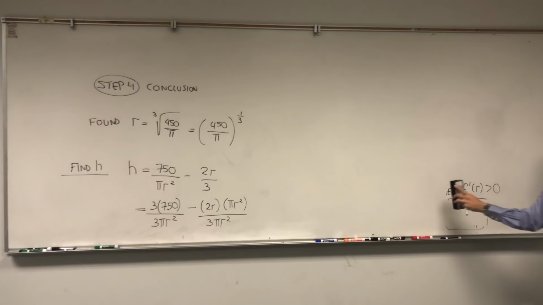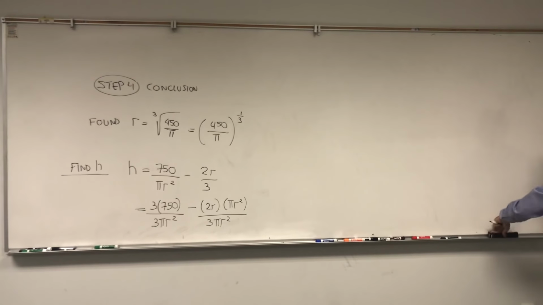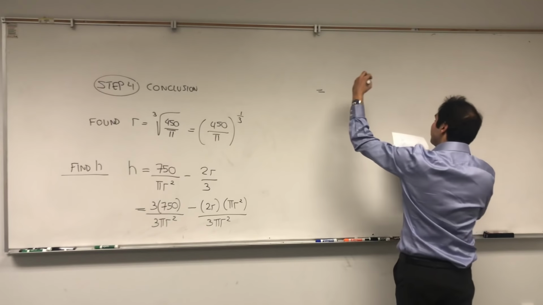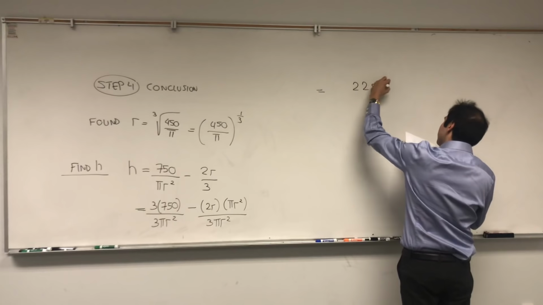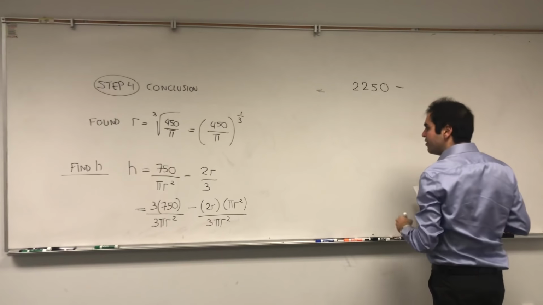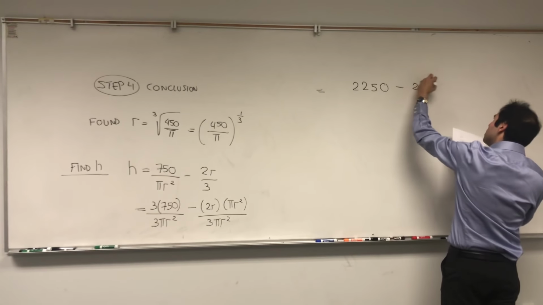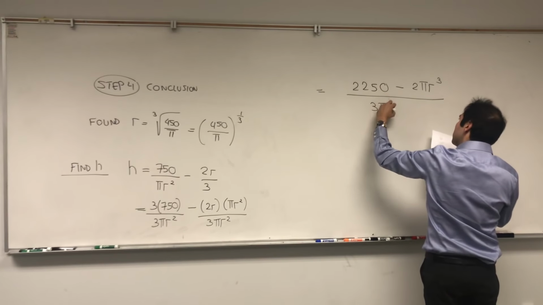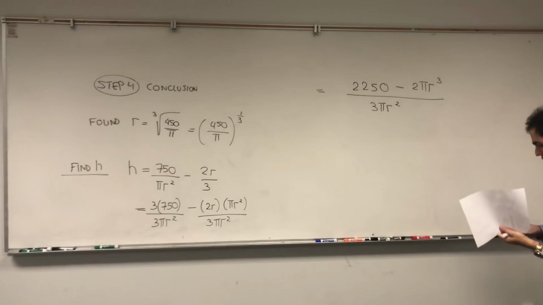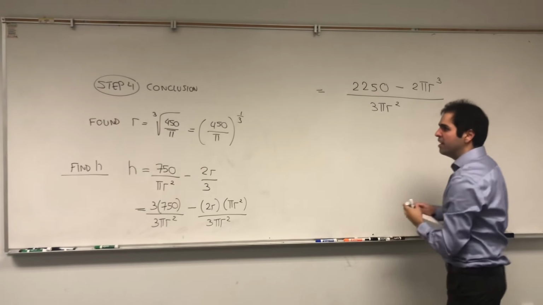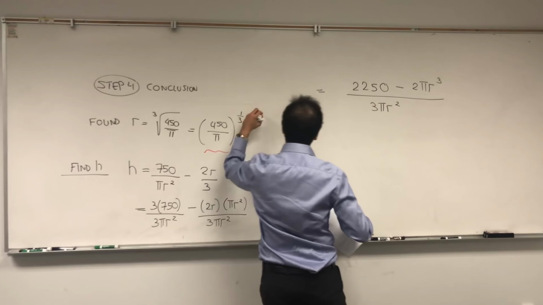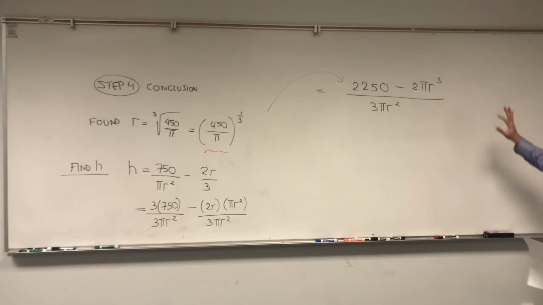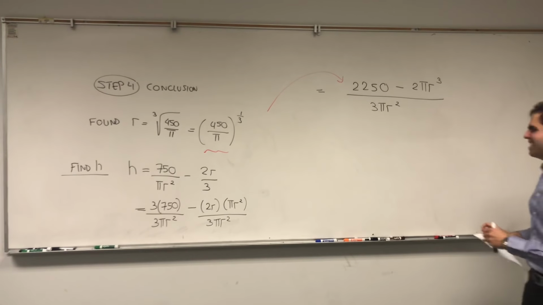Again, r is ugly so far. Let's see what happens to h. And you'll see it's quite a beautiful result. So 3 times 750, I believe it's 2250, minus, I think, 2 pi r cubed over 3 pi r squared. And all you have to do is plug in your formula for r inside of this. And it becomes quite messy, so let's split up the numerator and the denominator.